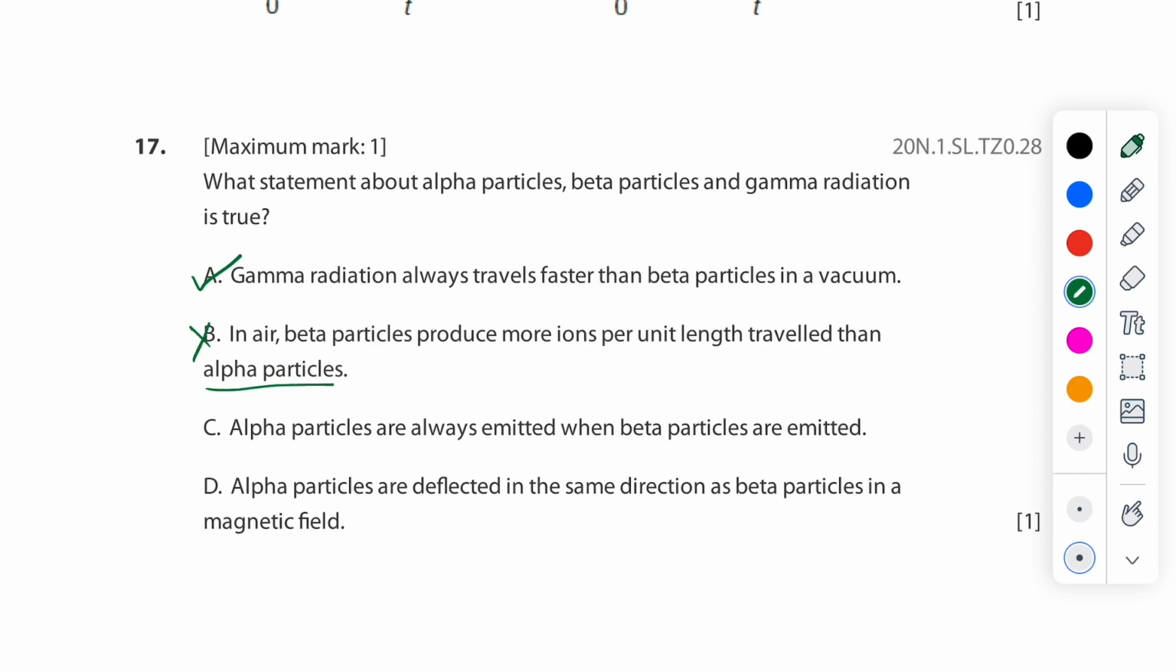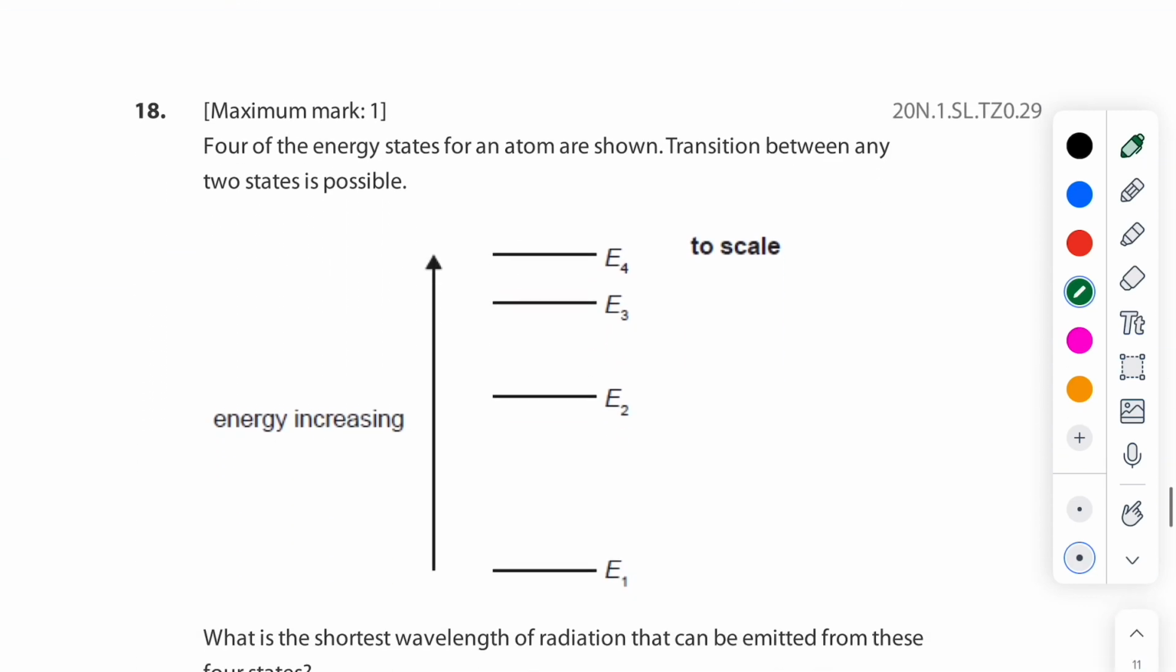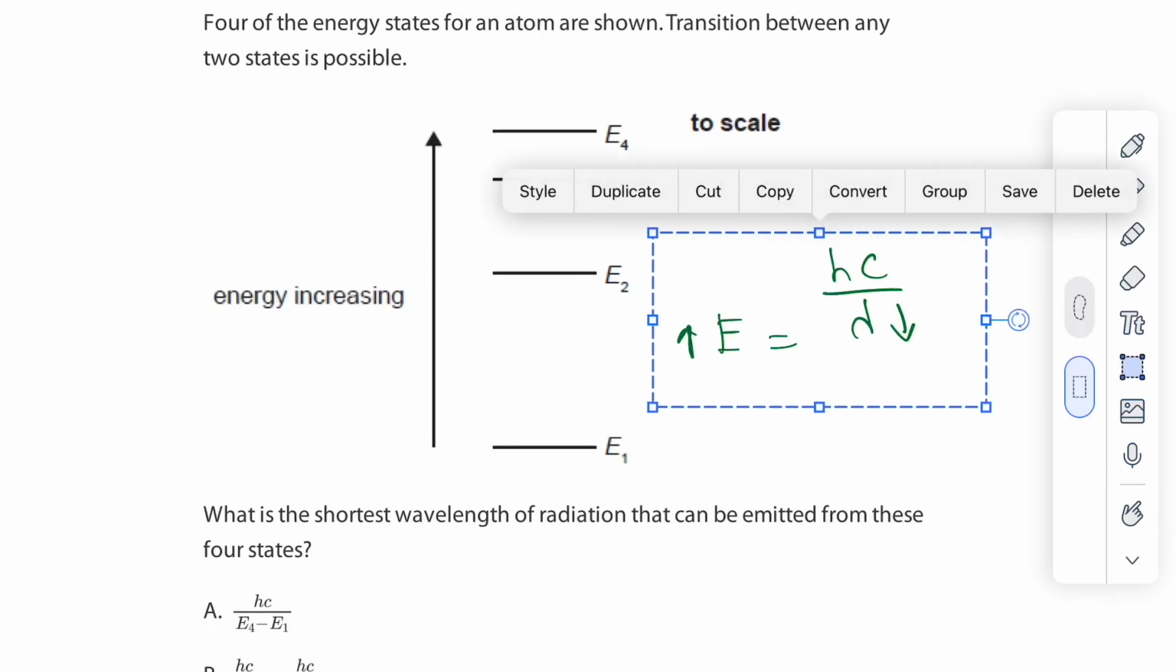Alpha particles are always emitted when beta particles are emitted. No, it is not compulsory. They are independent of each other. Alpha particles are deflected in the same direction as beta. No, alpha is positive, beta is negative. So therefore, they cannot be deflected in the same direction. So therefore, option A is going to be the correct answer.